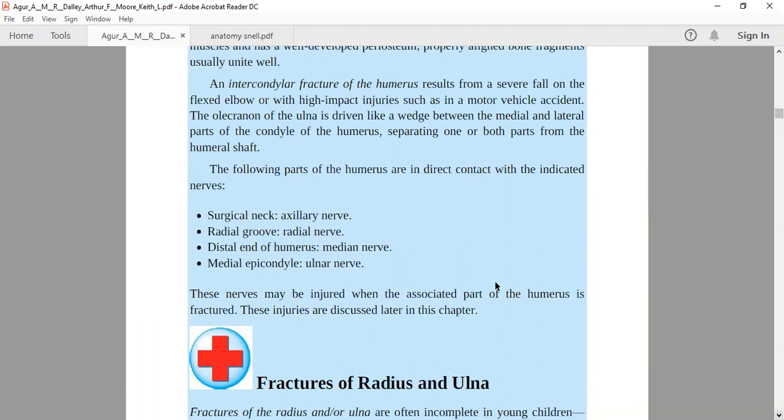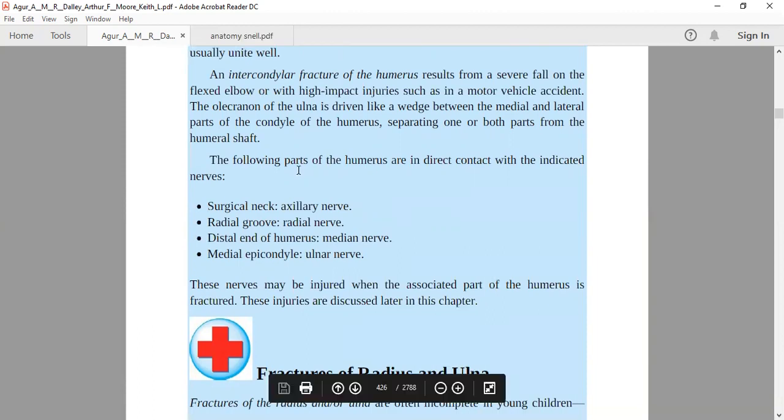The following parts of the humerus are in direct contact with the indicated nerves. Surgical neck is in direct contact with the axillary nerve, radial groove with the radial nerve, distal end of humerus with the median nerve, medial epicondyle with the ulnar nerve. These nerves may be injured with the associated part of humerus fracture. These injuries are discussed later in this chapter.